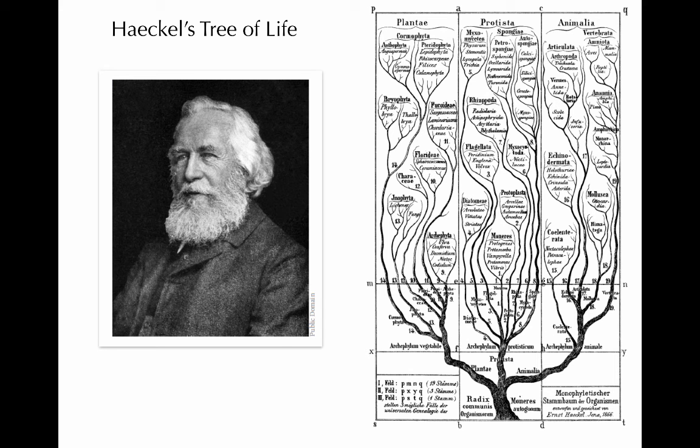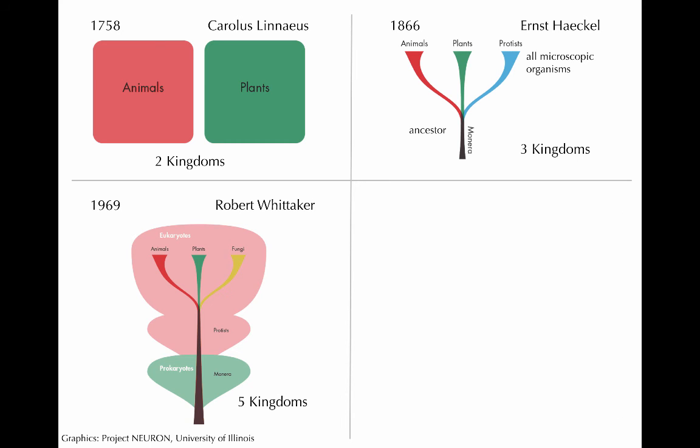Here's his actual publication. You can see here, Plantae, Protista, and Animalia. And there's the Moneres, way down there. And then you can see his divergencies. This is one of those trees that's a little confusing based off of how he's drawn it, but you can kind of get the idea. At least he's thinking like a tree now.